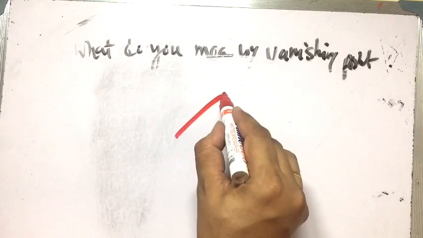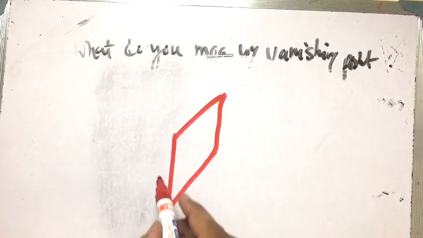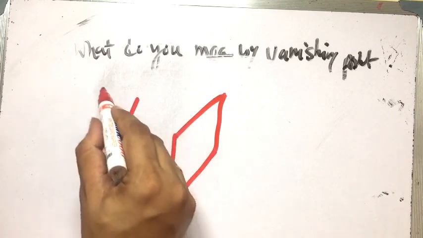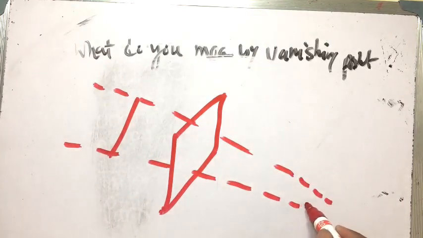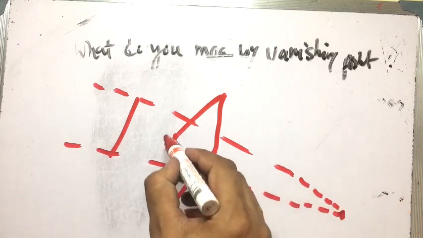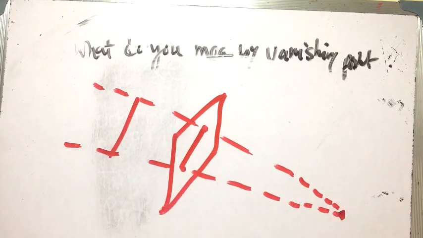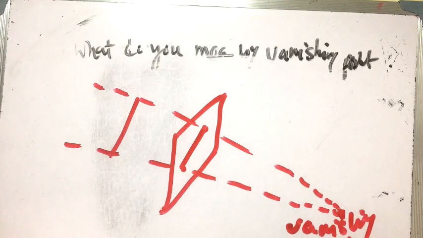Suppose this is the plane and this is the line to be displayed, and this point is known as the vanishing point, and this is the picture to be displayed. So this is the vanishing point.